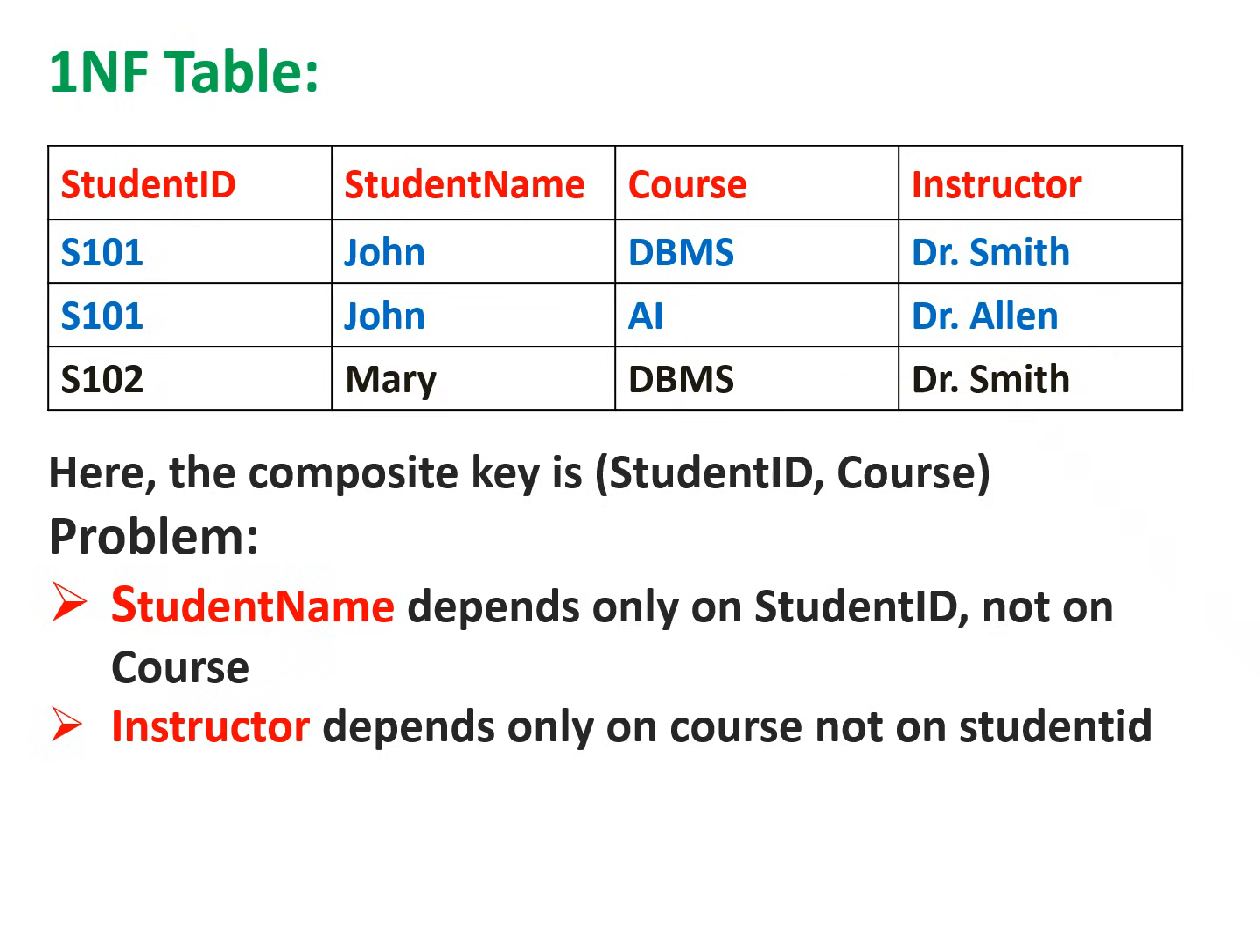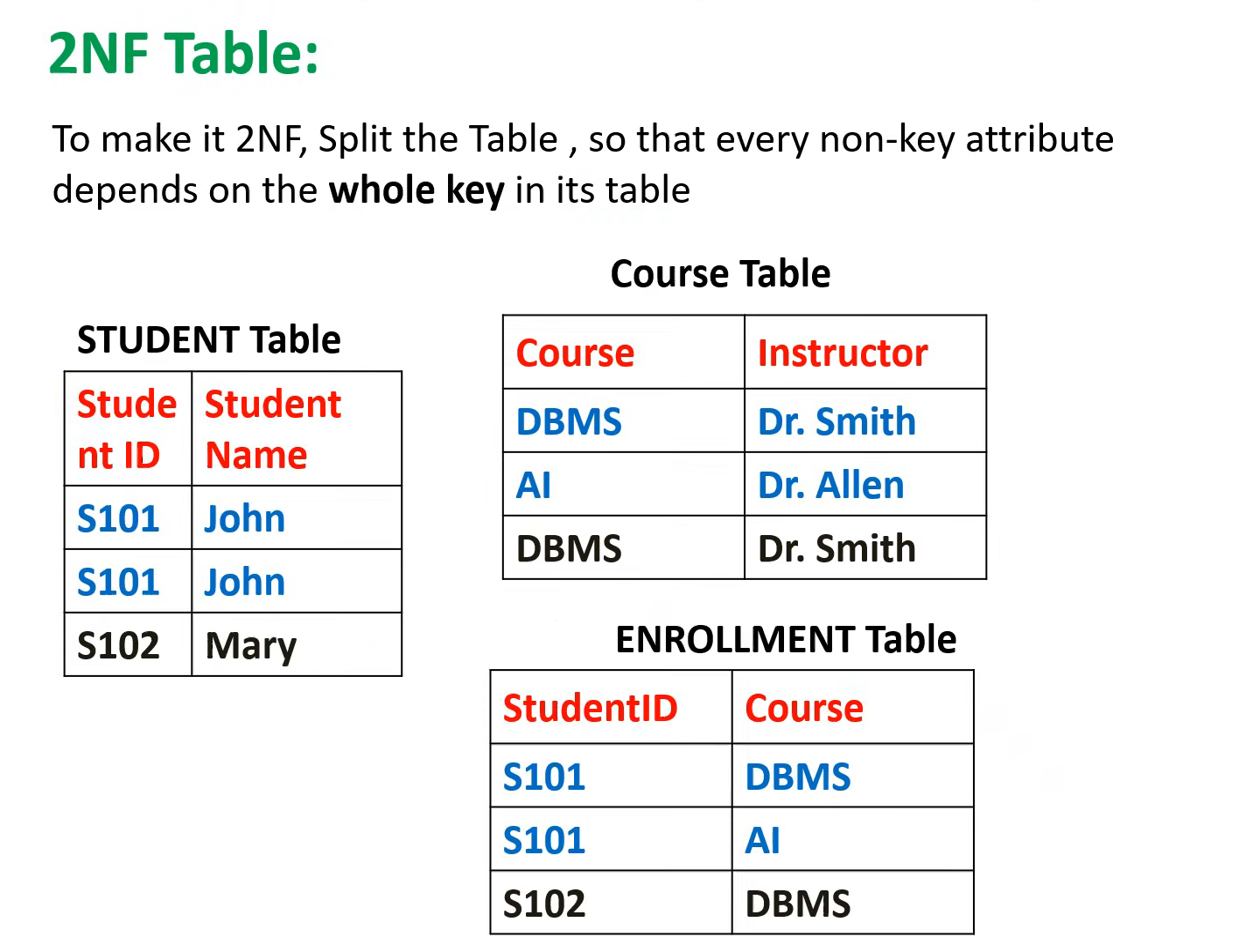So what is the problem here? Student name depends only on the student ID, as we already know, but not on the course. The instructor always depends on the course they handle, but not on the student ID. So we have to split the table, right? To make it second normal form, we have to split the table so that every non-key attribute depends on the whole key. So we can have a student table, a course table, and an enrollment table.